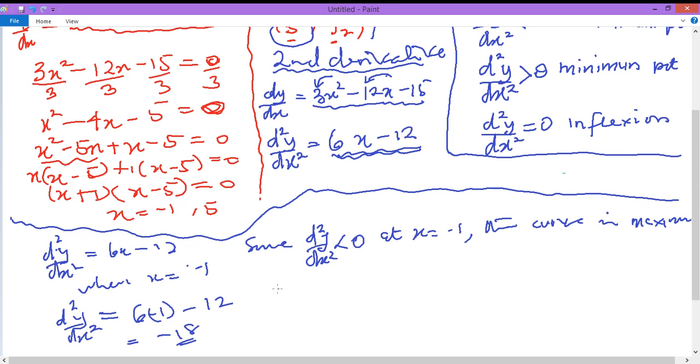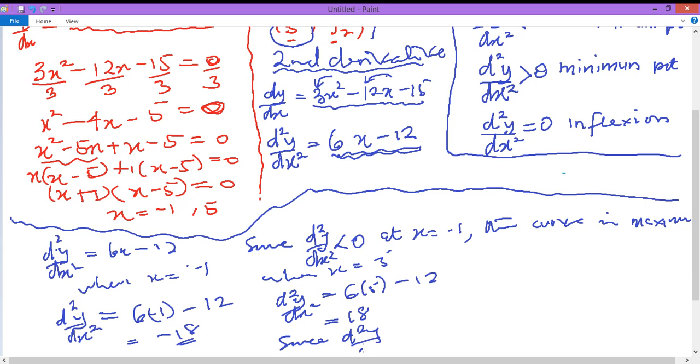Let's test the second one. When x is equal to 5, we shall have d²y/dx² is equal to 6 multiplying 5 minus 12. We are getting positive 18. Then we can also conclude that since d²y/dx² is positive, otherwise greater than 0, at x is equal to 5, the curve is minimum.